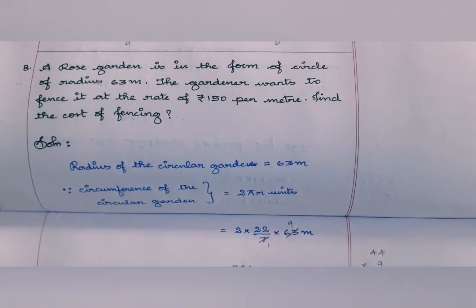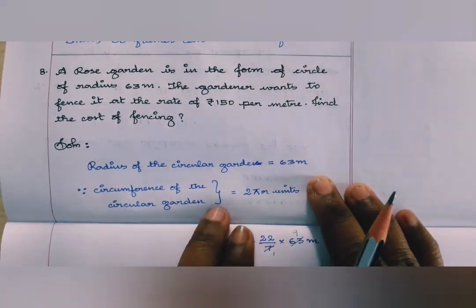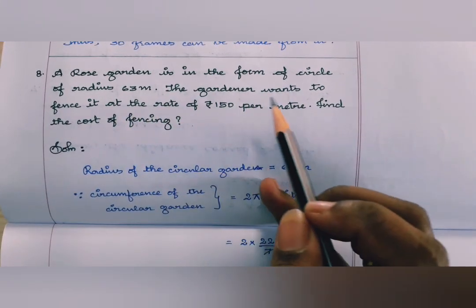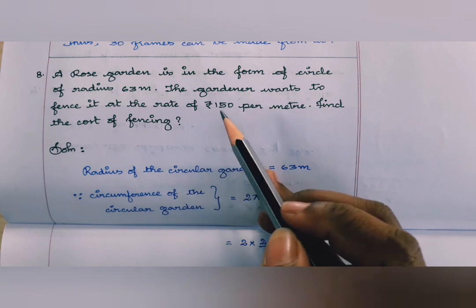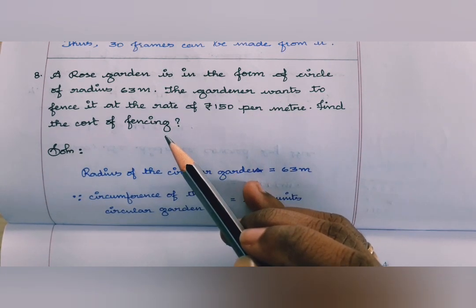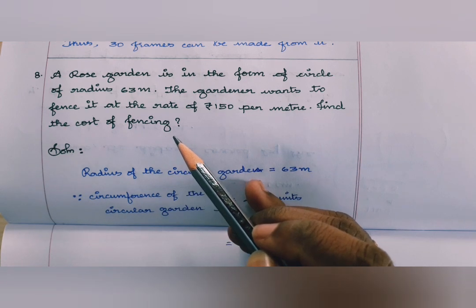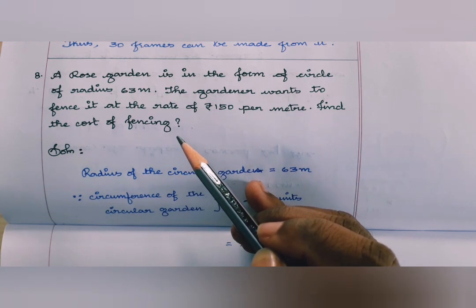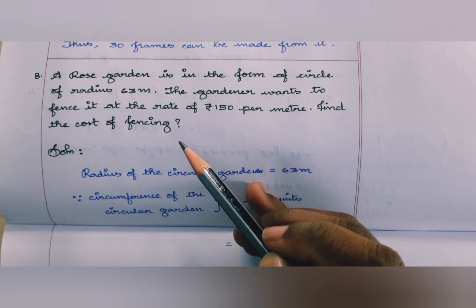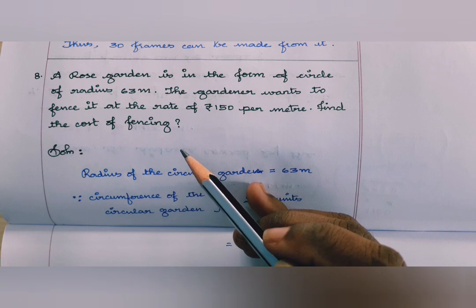The last question of this exercise, question number 8. A rose garden is in the form of a circle of radius 63 meter. The gardener wants to fence it at the rate of rupees 150 per meter. Find the cost of fencing. There is a rose garden whose radius is 63 meter. A gardener wants to fence it, and the rate per meter is rupees 150. To fence a meter, it is rupees 150.